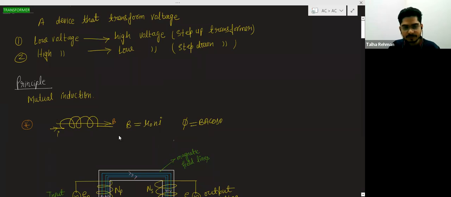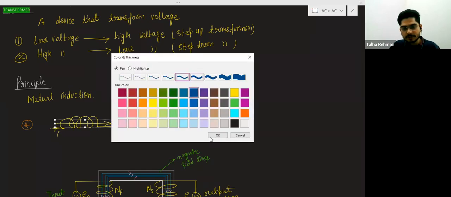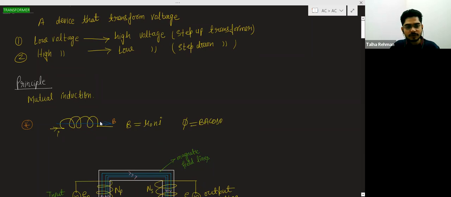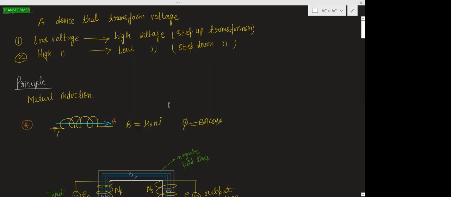Suppose this is a solenoid, and if you are saying that this is a solenoid, so the magnetic field of the solenoid, oh sorry, the magnetic field of the solenoid. Just a minute, sir. There is a disturbance. Just a minute.